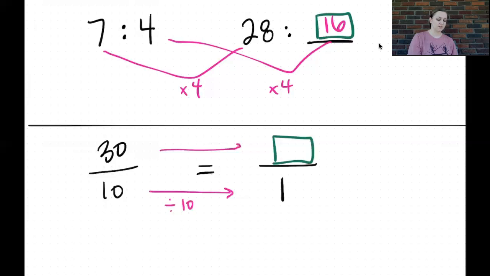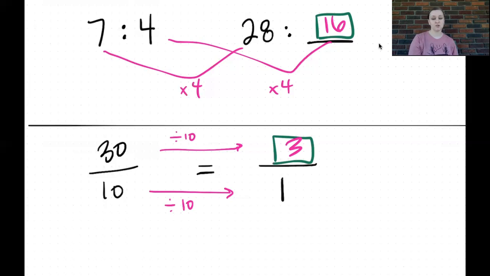So that means I also need to divide my numerator by 10, and I know 30 divided by 10 is 3, okay? So the equivalent ratio is 3 to 1, or in this case, they're both written as fractions. This is the same way that you would simplify a fraction. You multiply or divide the numerator and denominator by the exact same number. Okay, so that's where we're at with equivalent ratios.